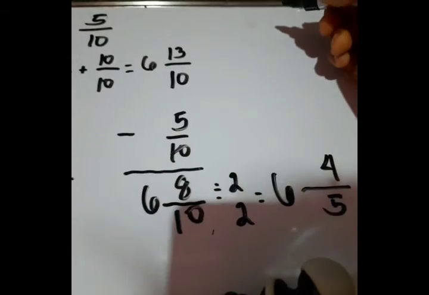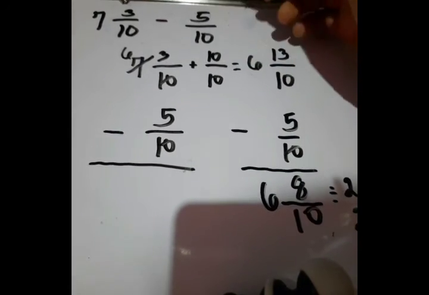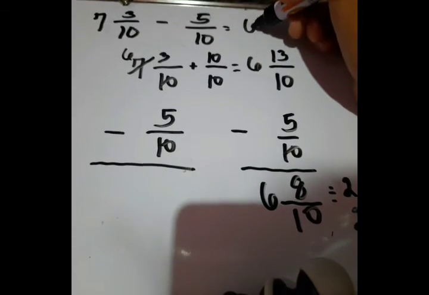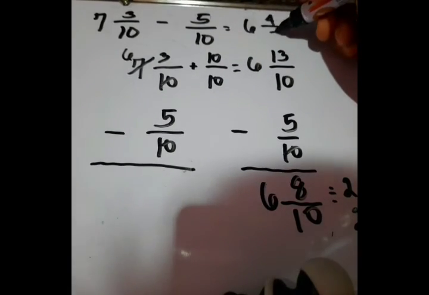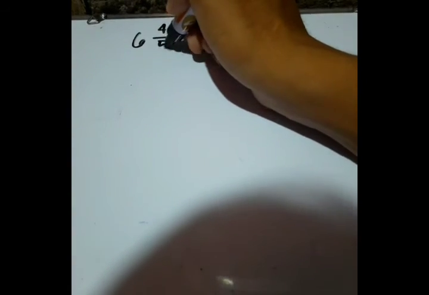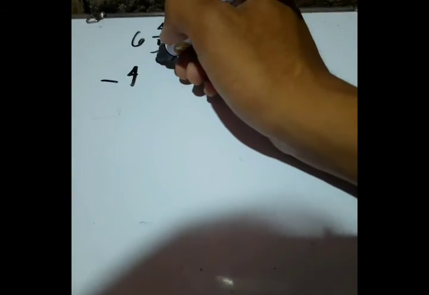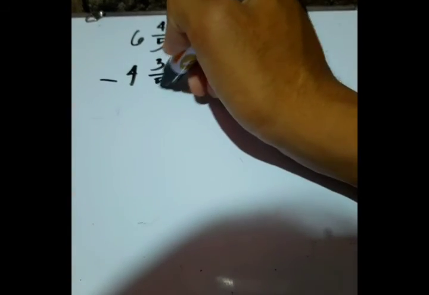So therefore, 7 and 3/10 minus 5/10 is equal to 6 and 4/5. There. So let's have the last one. So let's try 6 and 4/5 minus 4 and 3/5.